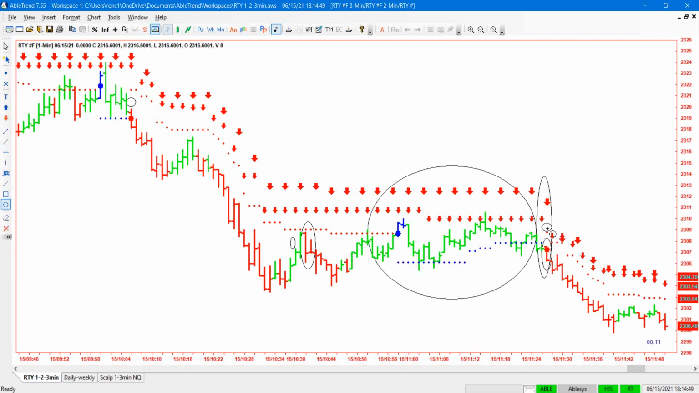If the price was down here and the dot was way above, oh yeah, then for sure we would put the stop on top of the price bar, not all the way up at the dot. It would just be too much risk.